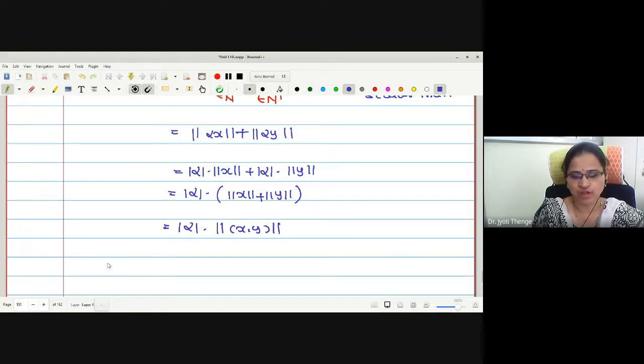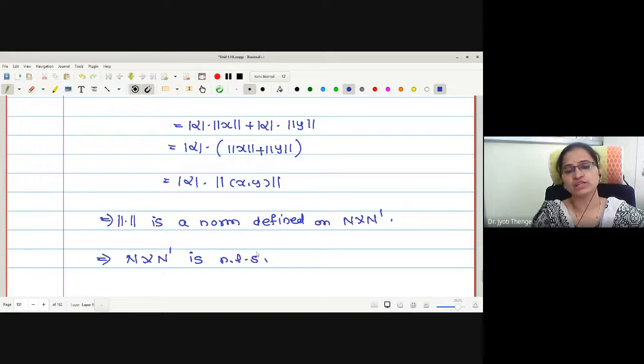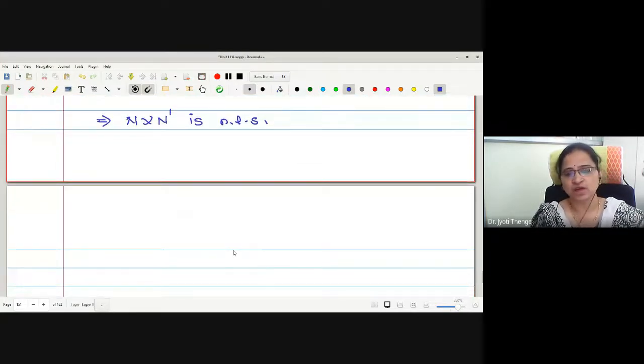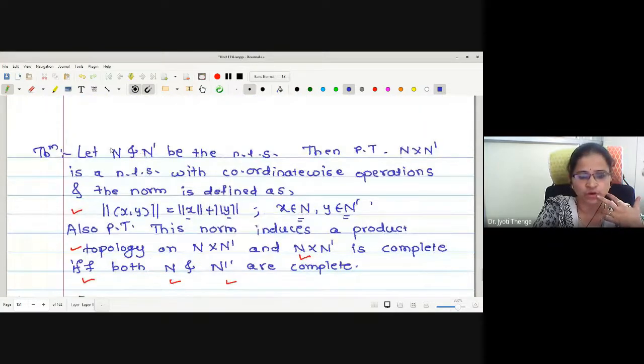Okay, hence what we have proved is that this norm is a norm defined on N cross N dash. Is it okay? Therefore, may I say N cross N dash is a normed linear space? Now we were going ahead to show that it's a Banach space. To show that it's a Banach space, we have to verify the completeness property. Before that, that product topology we have to show. One statement we have in the theorem is that it induces a product topology.